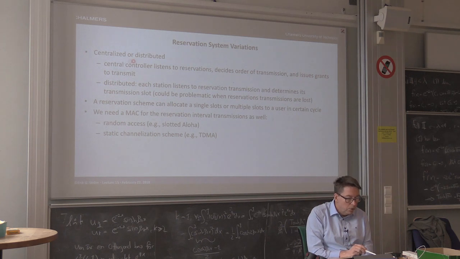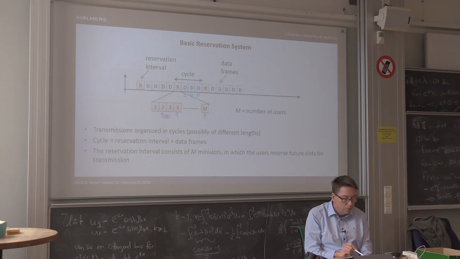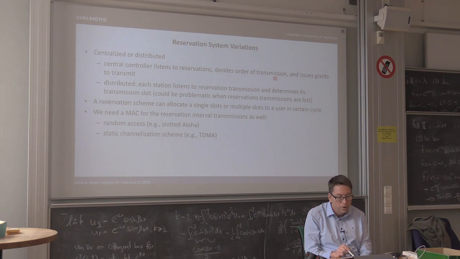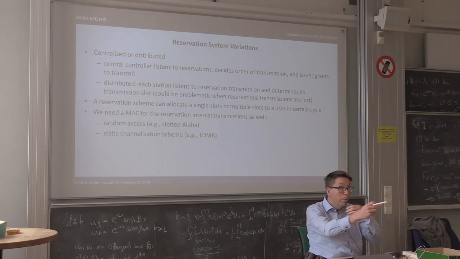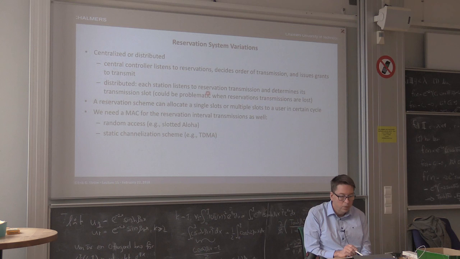So if we do decentralized, then we have a centralized controller that listens to these reservations, so listens to these transmissions, and then informs user number 2, 4, and M that they are allowed to transmit. Okay? So central control listens to the reservation, decides the order of transmission, and then issues grants to transmit. So there is some back and forth during this period. Right? Distributed, each node listens to the reservation intervals and determines its transmission slot by its relative order. This of course could be problematic when reservation transmissions are lost, and that's true for both of these cases.